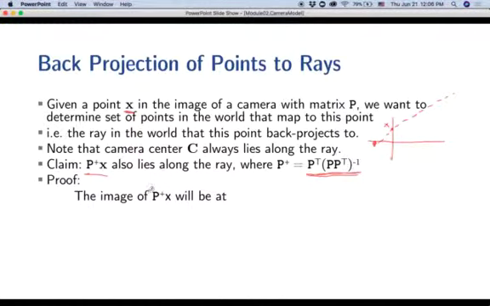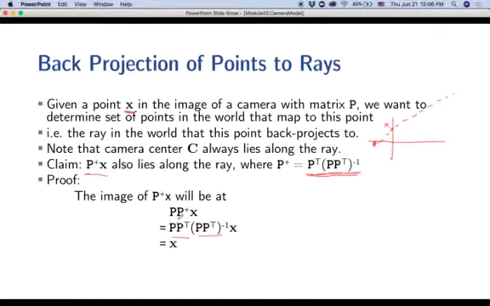I pre-multiply by P. So P times P plus X is the image of P plus X. But what is P plus? I'll just substitute from this definition. So that means P times P transpose into P times P transpose inverse X. But something times its inverse is identity, so that's just X.